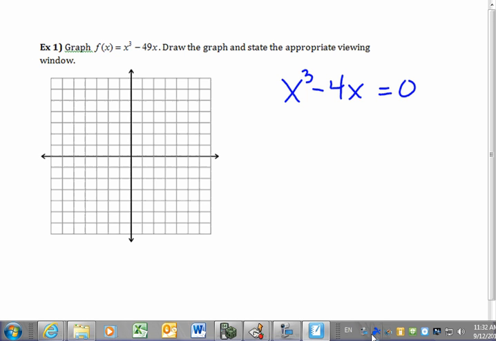How are you going to do that? 49. I just forgot the 9. That's all. Eric distracted me. That's on x. X squared minus 49 equals 0. Now can you tell me where the intercepts are? 7, negative 7, and 0.